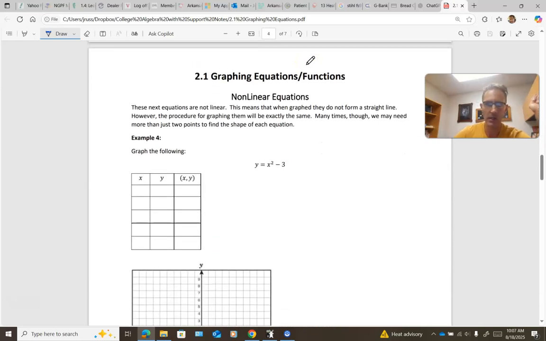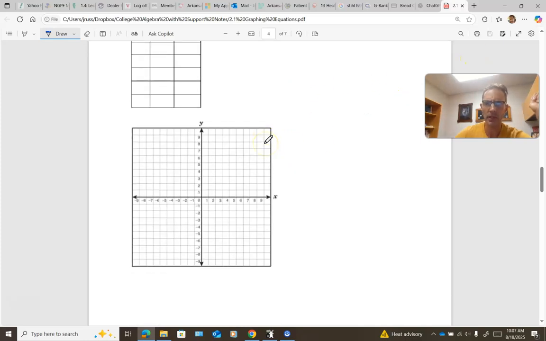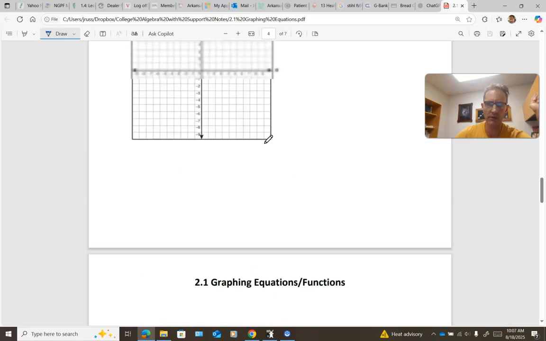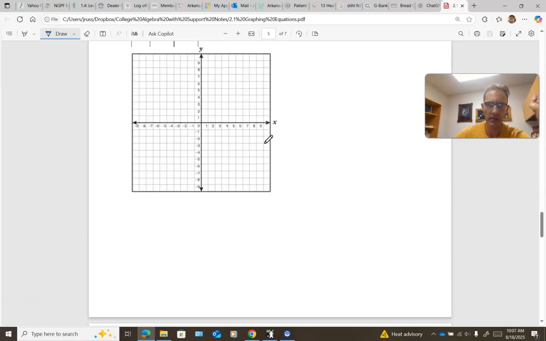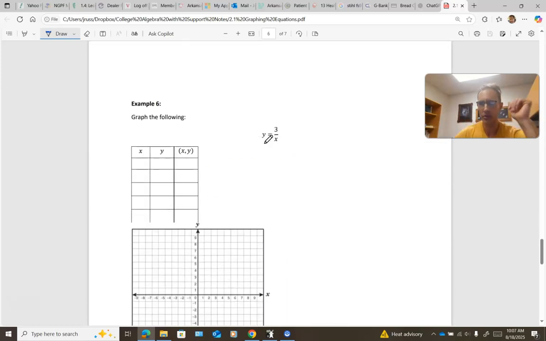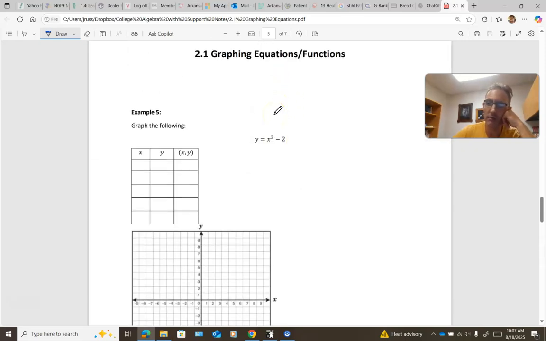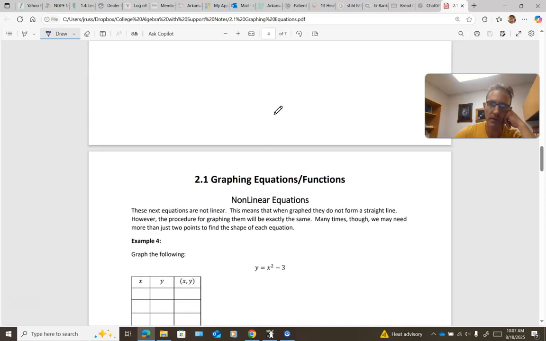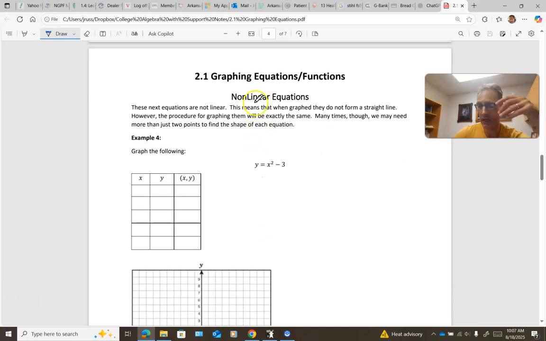But in any case, now what we're going to do is look at some nonlinear equations. Most of them are already solved for Y, so you don't have to worry about moving any terms around. When they're already solved for Y, we can go ahead and call them functions if you want. That just means that the value of Y is a function of X, or depends on X.